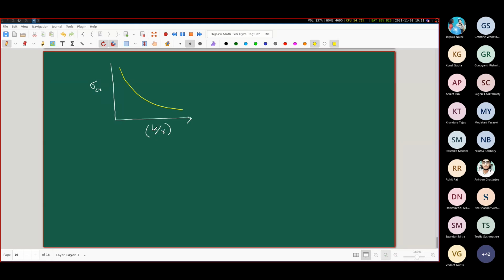You see, when the L by r ratio, the slenderness ratio, becomes quite small, then this sigma critical value becomes quite large. As you can see, it is inversely proportional to the square of L by r. So this is increasing quite fast as you decrease L by r.